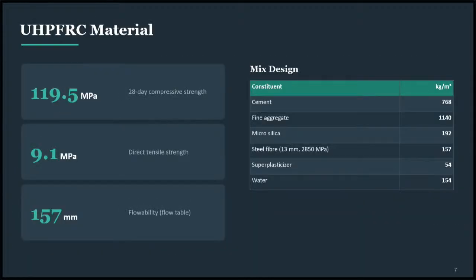So the UHPFRC material that we developed is this. The mix design is shown in the right side table, and this material had a compressive strength of 119.5 megapascal, which is a significantly high value, and a tensile strength of 9.1 megapascal, and a flow value of 157 millimeters, which shows its good workability.